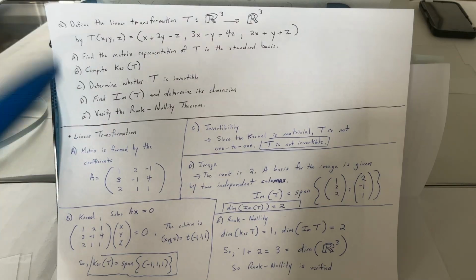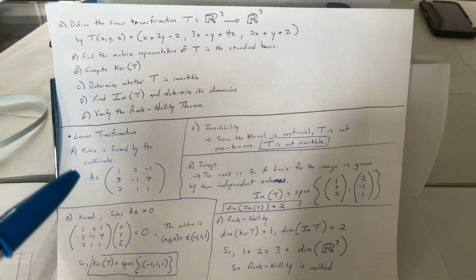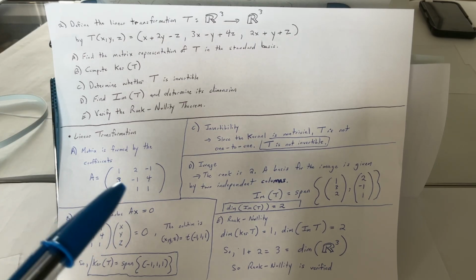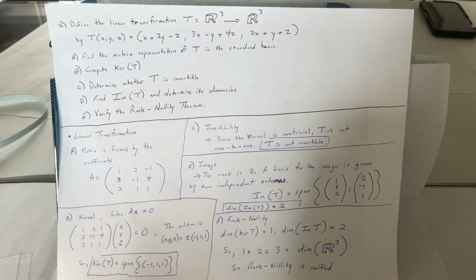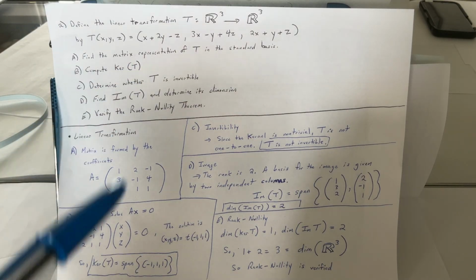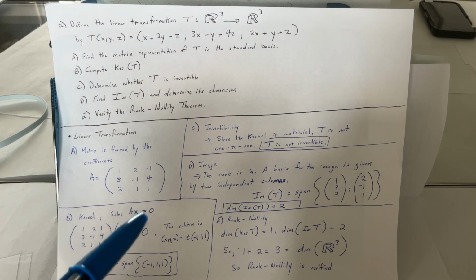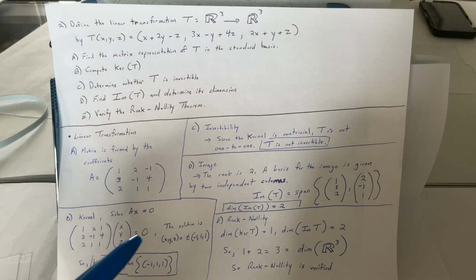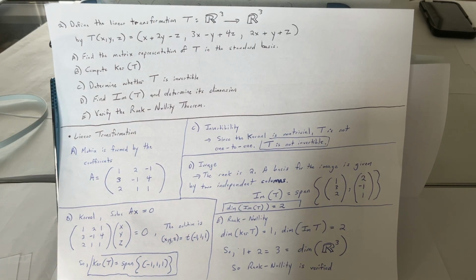For a linear transformation problem, for letter A, the matrix is formed by the coefficients. So A is going to be first row 1, 2, negative 1, second row 3, negative 1, 4, third row 2, 1, 1. Part B, compute the kernel of T. For the kernel, we're going to solve AX equals 0. Performing the computation, the solution is (x, y, z) equal to t times (negative 1, 1, 1), so the kernel of T is the span of (negative 1, 1, 1).